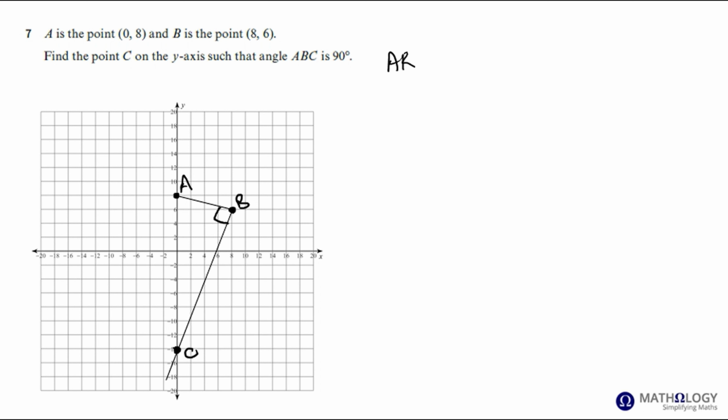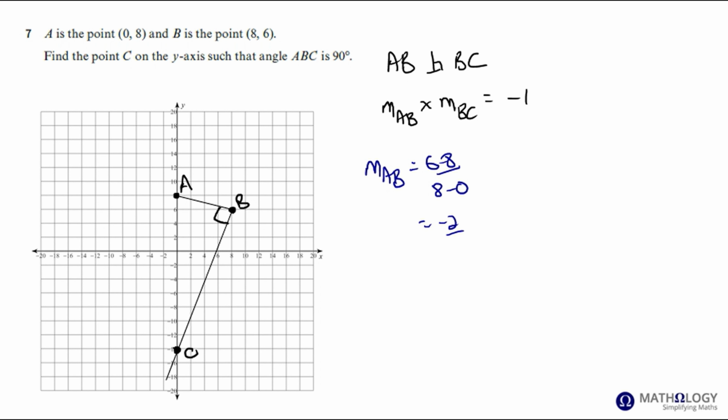Now, because AB is perpendicular to BC, we know gradient AB times gradient BC equals -1. Gradient AB equals (6 - 8) over (8 - 0), which is -2 over 8. Gradient AB equals minus a quarter. Therefore, gradient BC is the negative reciprocal of minus a quarter, so it will be 4. Gradient of BC is 4. We can also find an expression for the gradient of BC.